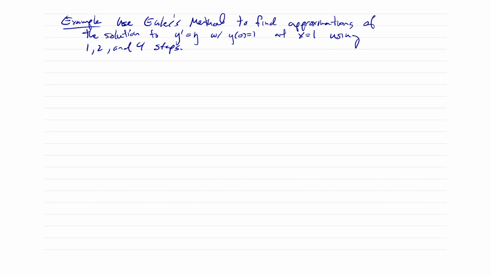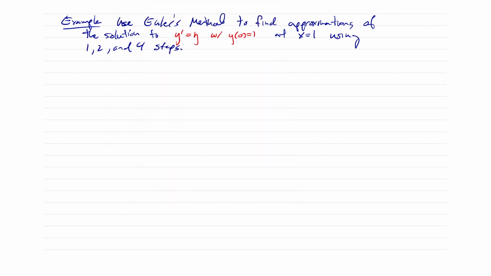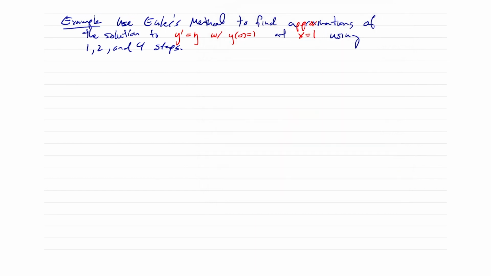Okay, so first of all, let's figure out what they're actually asking us to do. They give us this guy, let's color it red, and they're asking us to figure out the solution at x equals 1. Basically we want to figure out the solution to this at x equals 1. So let's see what sort of solution we get. We know we have an initial value problem of y of 0 is equal to 1, and we know we have the problem y prime is equal to y.